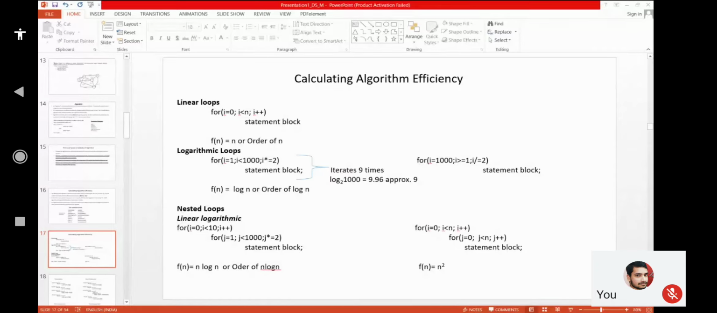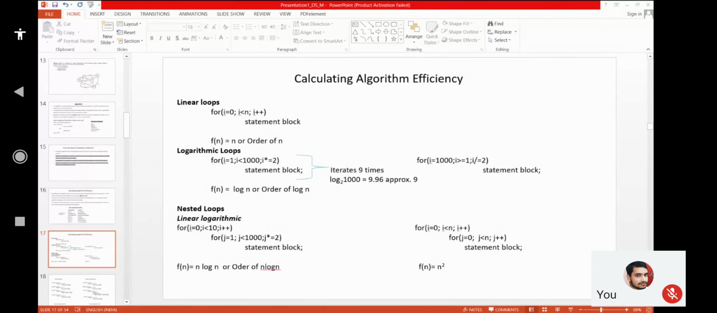4 and 8. Exactly, not 3. It will be 4. After that, it will be 8. Next, it will be 16. Then it will be 32. Next, 64. Next, 128. So here this is 64, 128. Then what? 256, and then 512. So how many times?